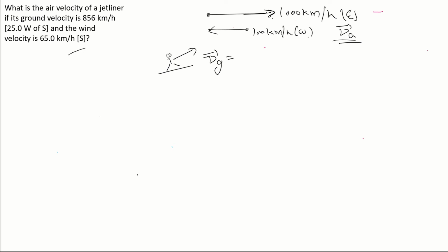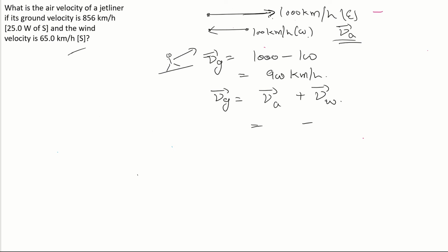So this looks like a really simple example. You're going to say this is 1000 minus 100, which will be 900 kilometers per hour. So what you actually did was, if I apply the vector addition, you said that VG equals VA, the actual velocity with which the pilot is flying, plus VW, because it's a vector quantity. I'm going to take this value as negative because this is in the west direction and this is in the east direction. And then you find the VG value. VG came out to be 900 kilometers per hour.